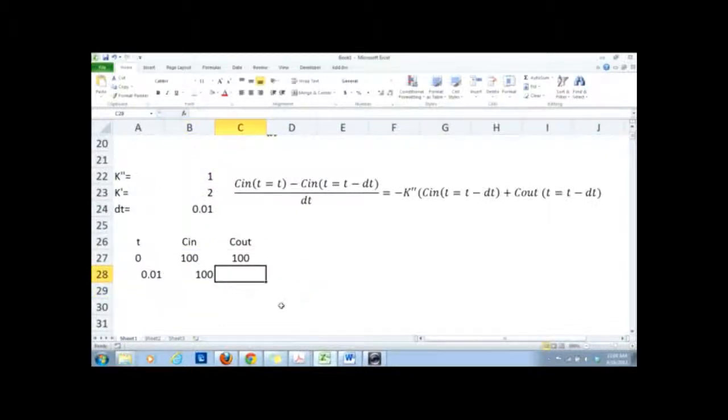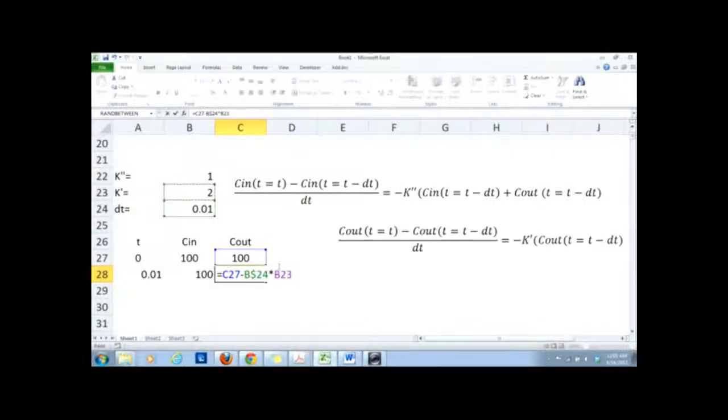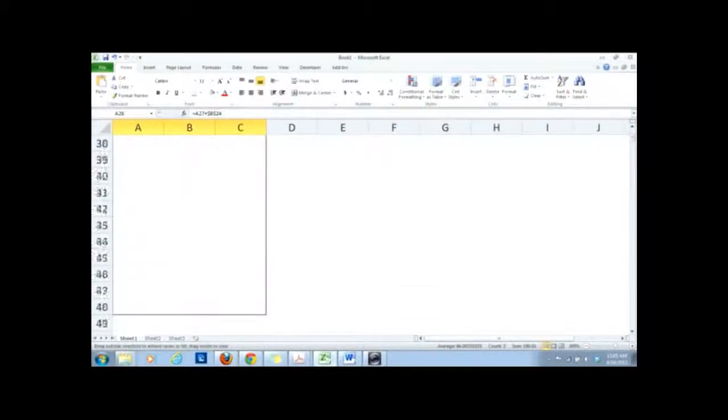And now for C out, let me grab the equations here. I say C out is equal to C out at t minus dt, and then minus dt, which is constant, so I put a $ sign here, and then into k dash, which is constant, so I put a $ sign here, and then into C out. C out is not constant, so it will be C out here. I'll press enter. So now this is what I have. Now all I need to do is grab these three numbers and then drag them down.